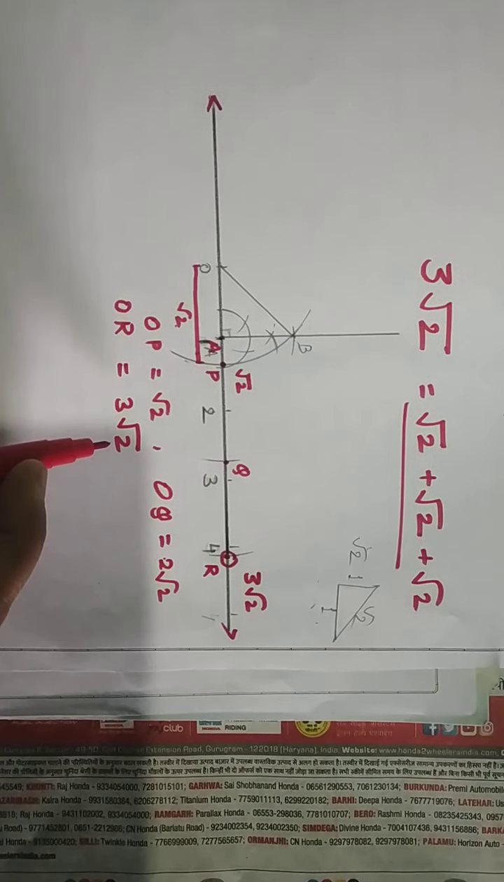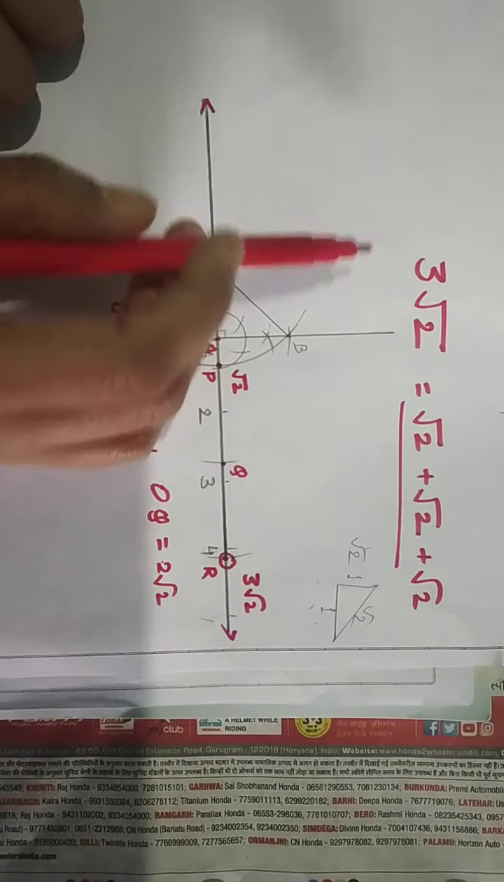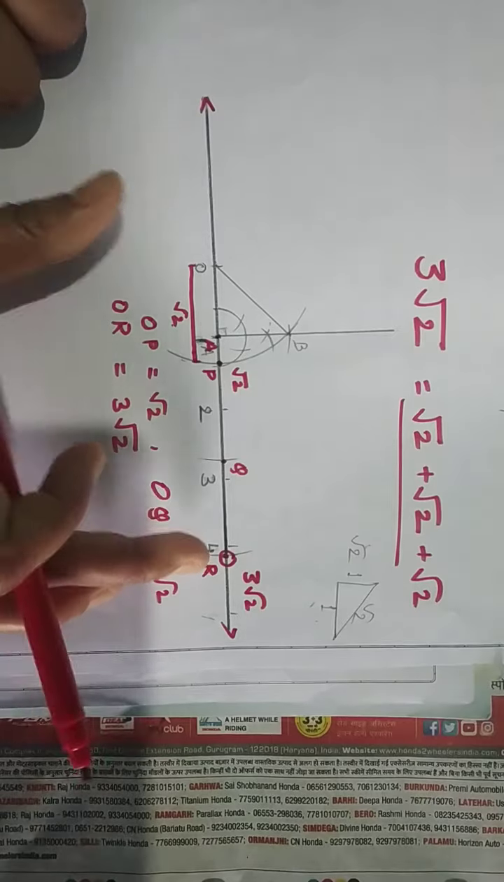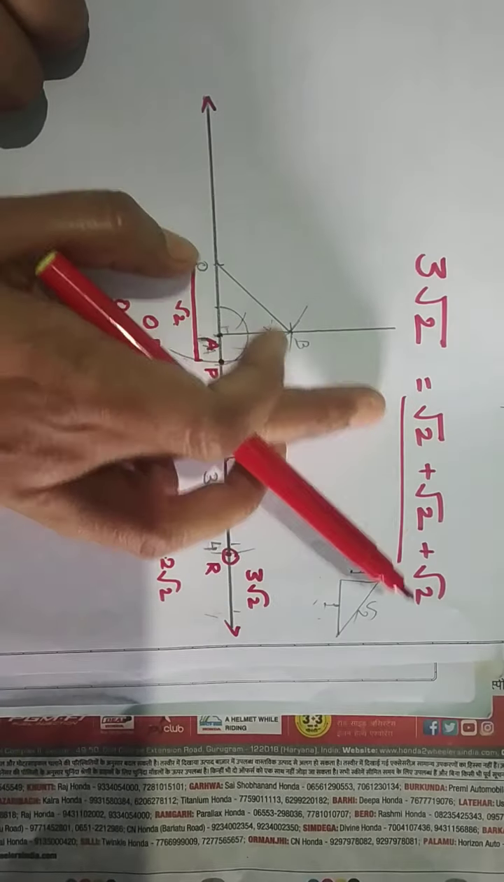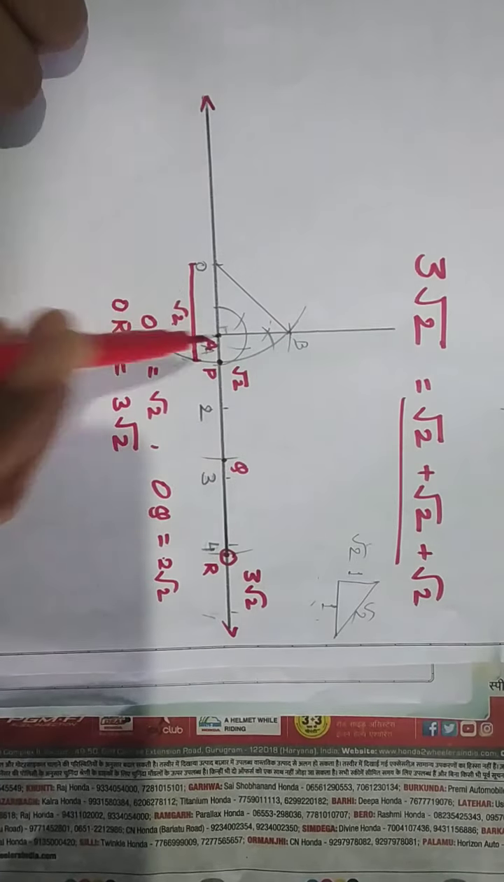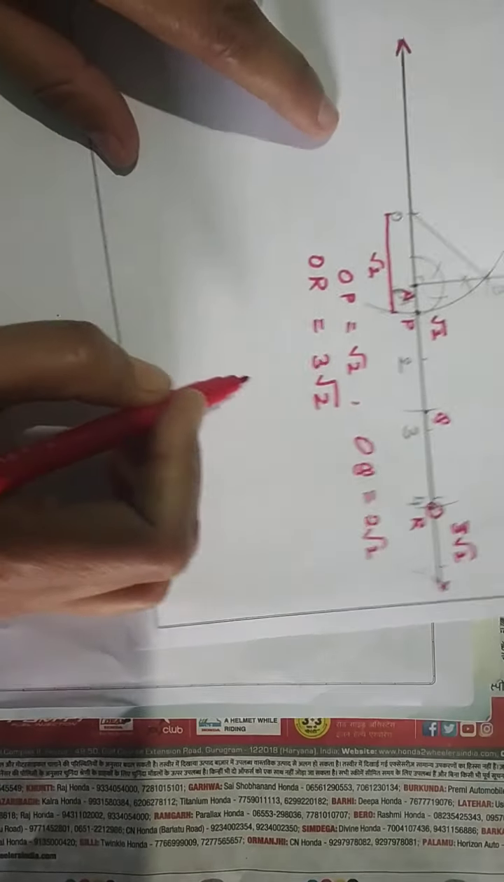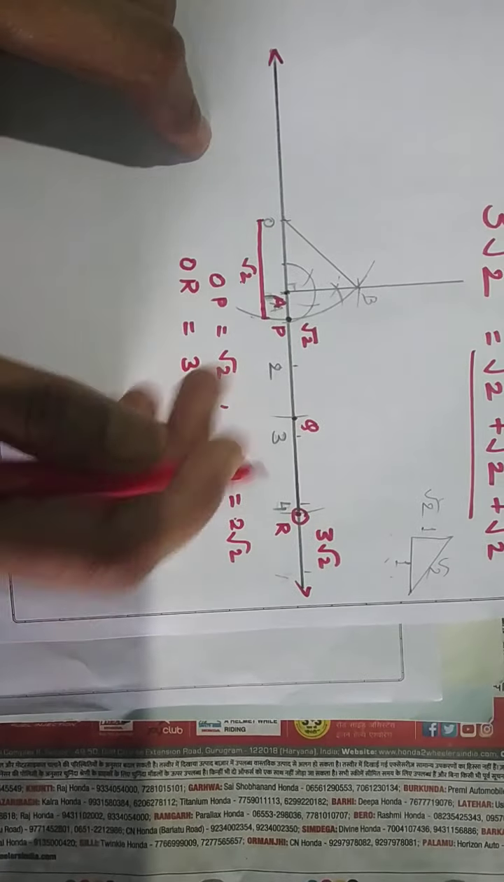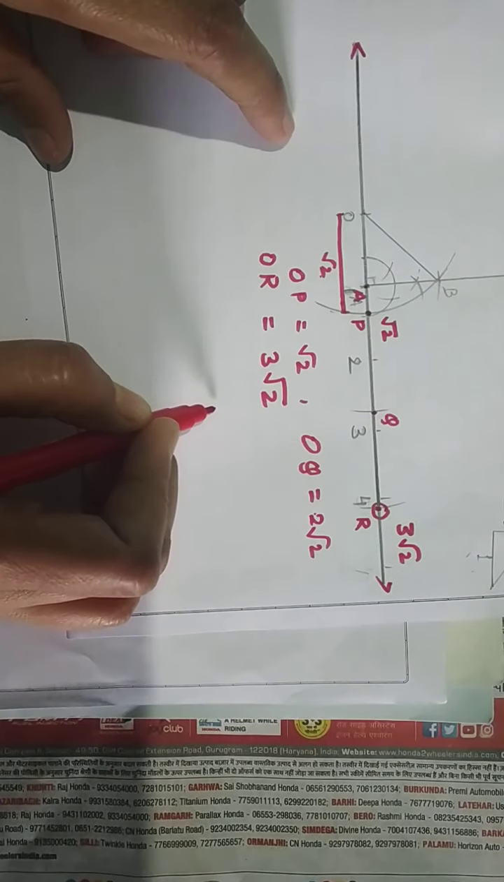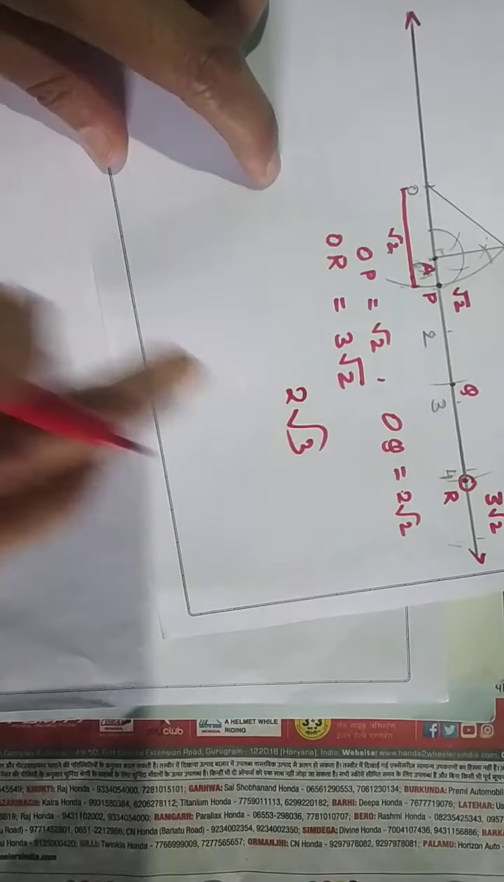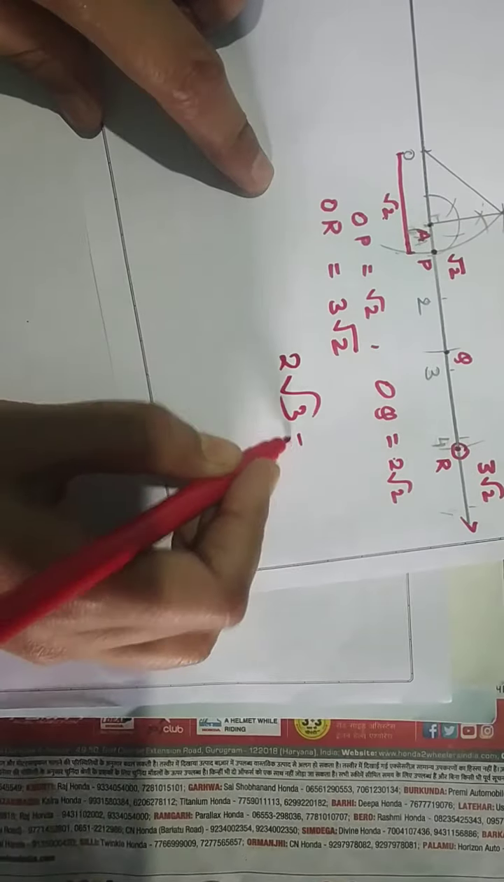Okay, in the last video, we learned how to draw 3 root 2 on the number line. This one, root 2 plus root 2 plus root 2. But suppose I tell you to draw minus 3 root 2, same process. But how to draw 2 root 3? 2 root 3 on the number line.